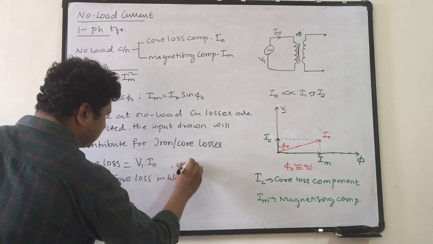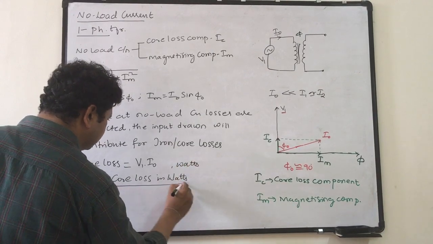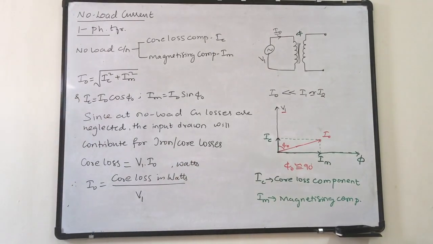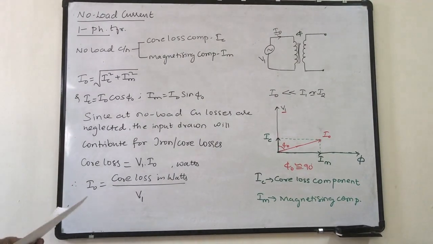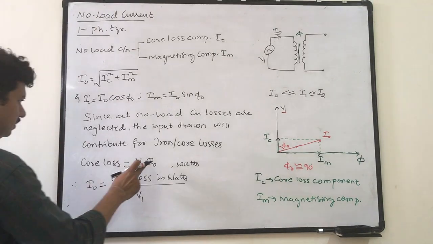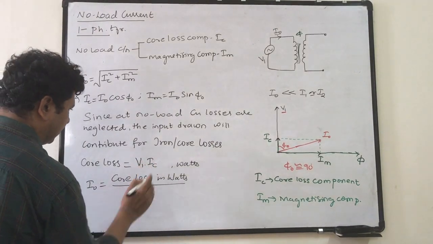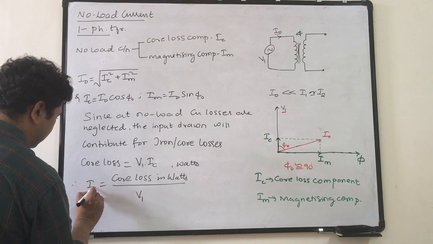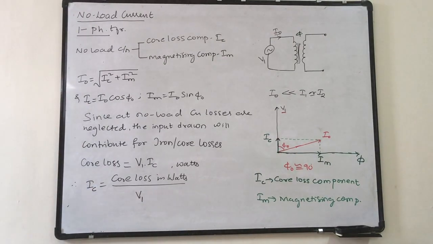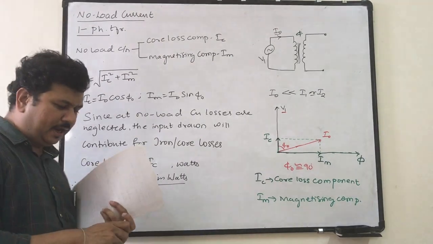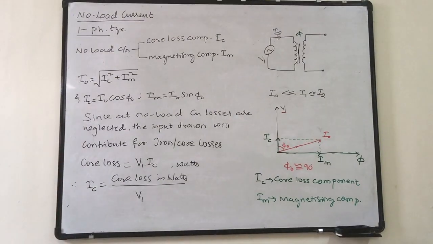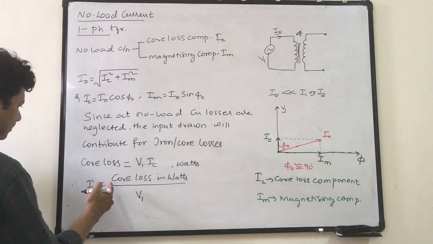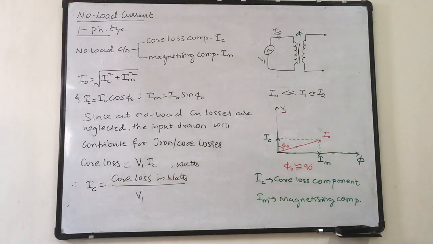divided by V1. Now, if I know the core loss, then automatically I can get the no load component, sorry, IC. So the core loss component is IC, which contributes for loss. All the losses that occur at no load condition are because of the current IC. So therefore, the core loss component is given by IC is equal to core loss in watts divided by V1.